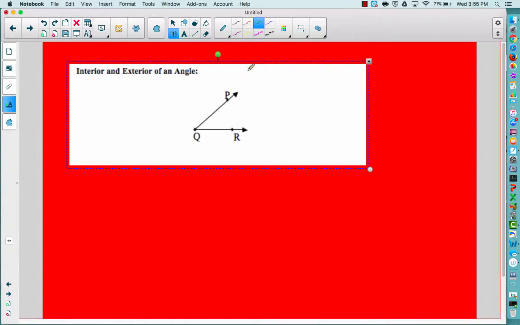All right. Interior and exterior of an angle. Like I said, interior is everything inside the angle. So anything here, that's the interior.